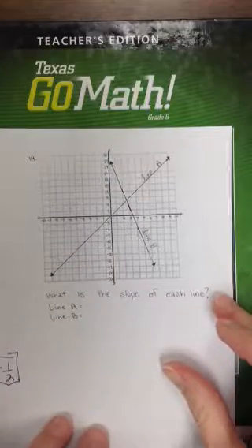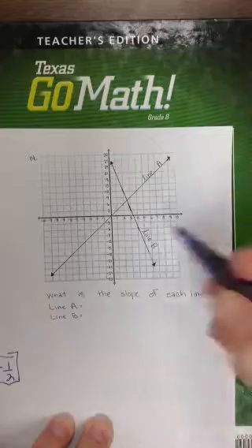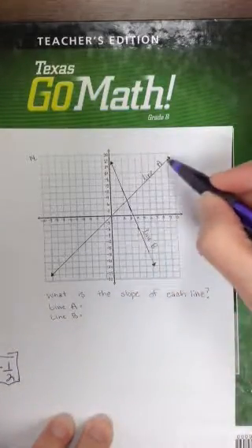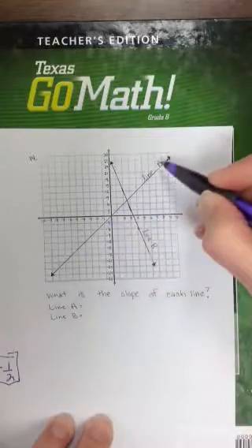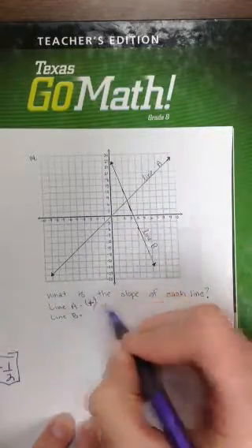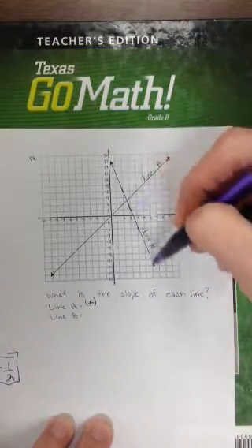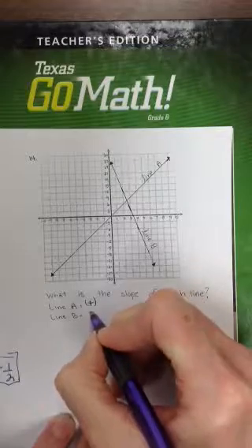All right, number 14. On number 14, it says, what is the slope of each line? All right, so looking at line A, what do you notice about this line? It is moving upwards from left to right. So I know that line A had better be a positive slope. When I look at line B, I notice that it's coming downwards from left to right. So I know that this had better be a negative slope.